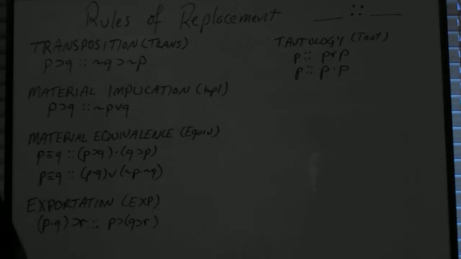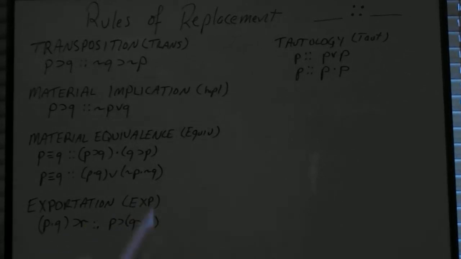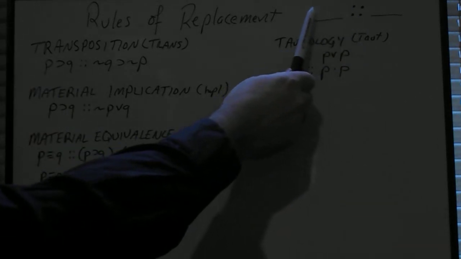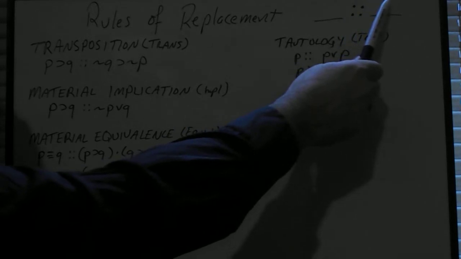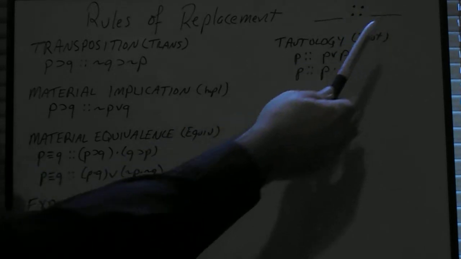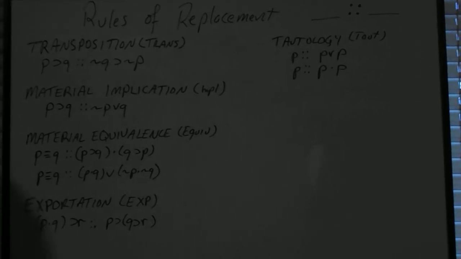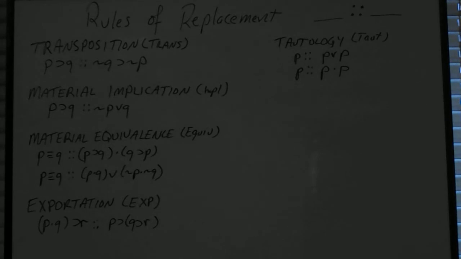Alright, well, we're back now to look at 7.4, which are our rules of replacement, section 2. As we learned previously, with the rules of replacement, this new symbol of the double colon means that whatever is on one side can be replaced with whatever is on the other side, and it doesn't change the meaning, it doesn't change the truth value of the statement, it's not going to affect the logic of your argument.